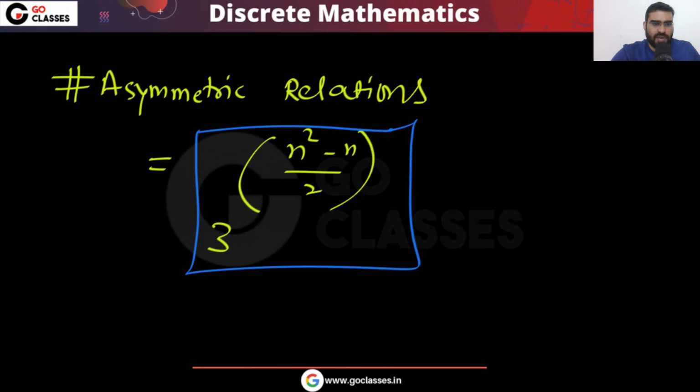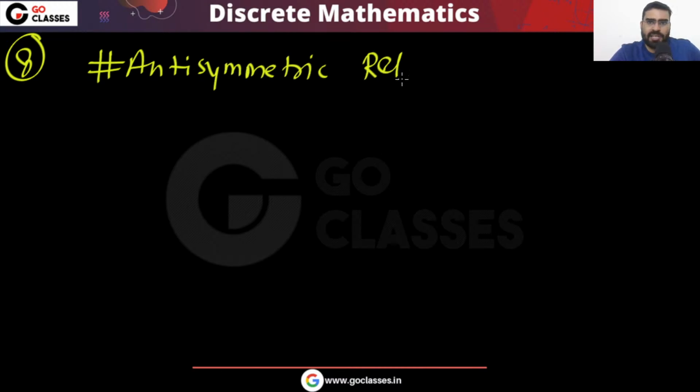Now tell me the number of antisymmetric relations. If I ask you the number of antisymmetric relations, what will that be? What is going to be the number of antisymmetric relations?